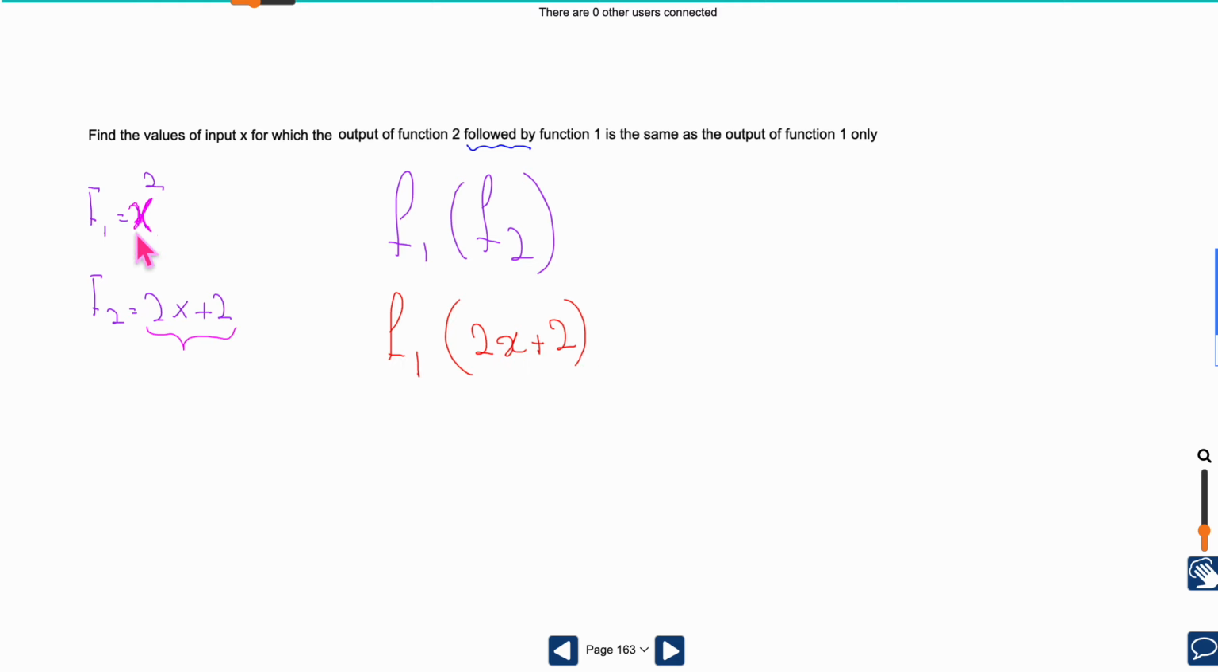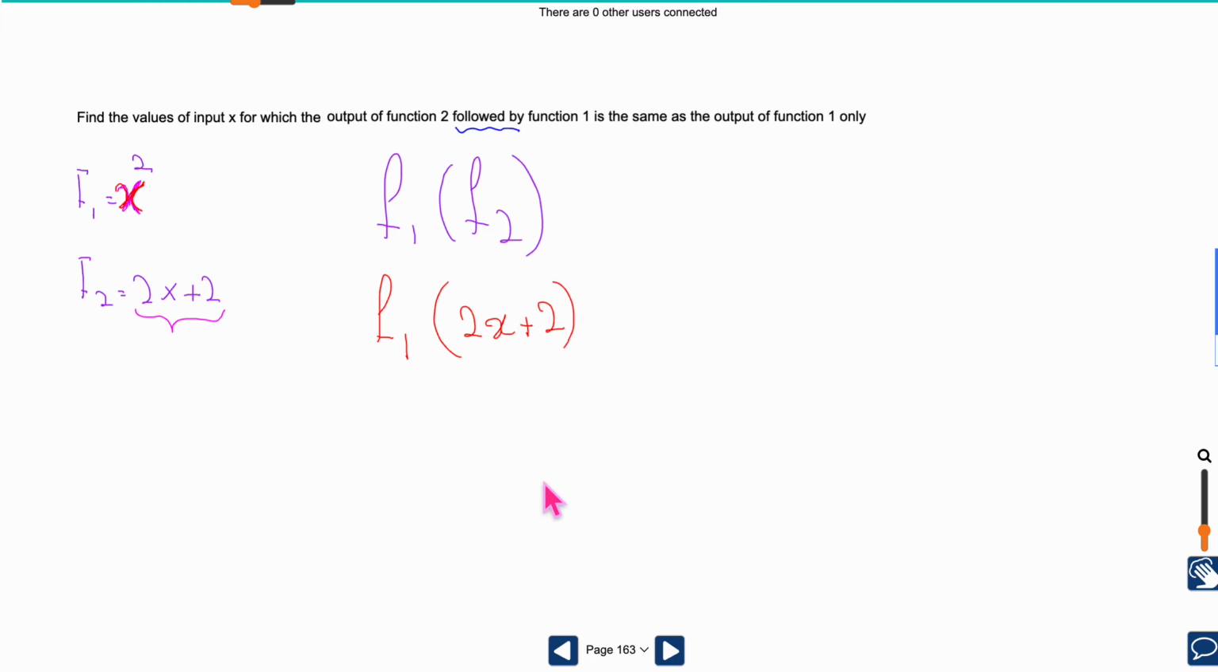Meaning, when looking at f1, every time I see my variable x, I have to replace that with 2x plus 2, because now that's my intake, that's my input. So instead of x, I'm going to replace that over here. So 2x plus 2 is my entire x now, and it also has a power of 2. We want that to be equal to the function 1, which is x squared.